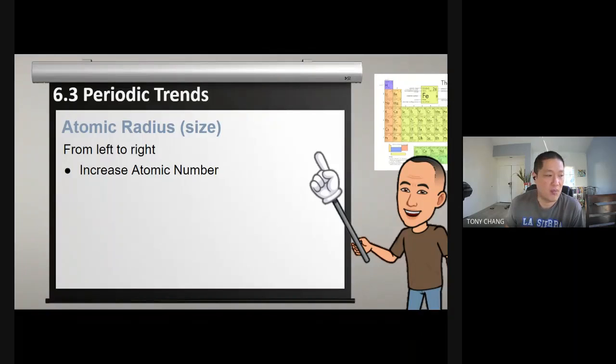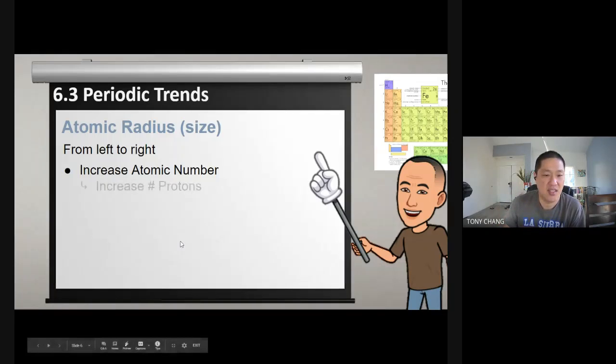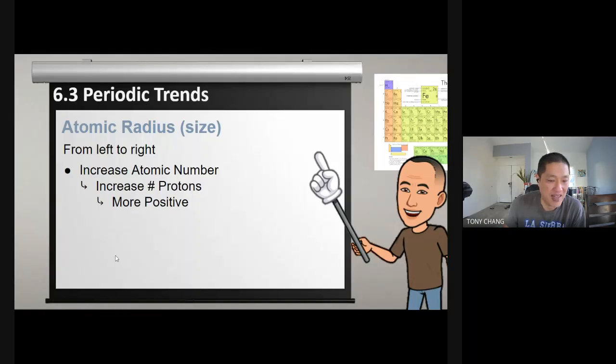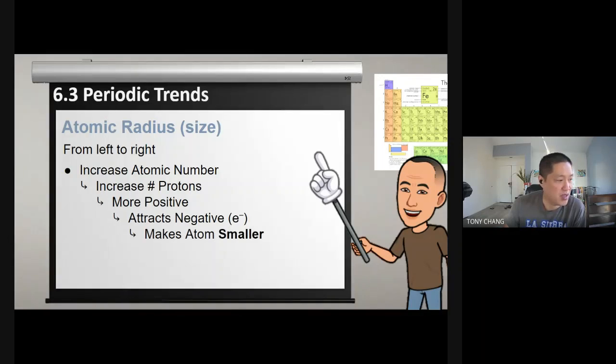So your number of protons increase, which means it makes it more positive. If it's more positive, then it's going to suck in the electrons more. It's going to hold it tighter, which means it's going to get smaller, okay? So let's take a look at that. Increases the number of protons, more positive, attracts the negative, makes the atom smaller.